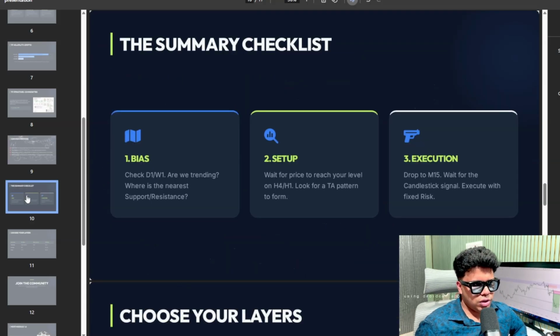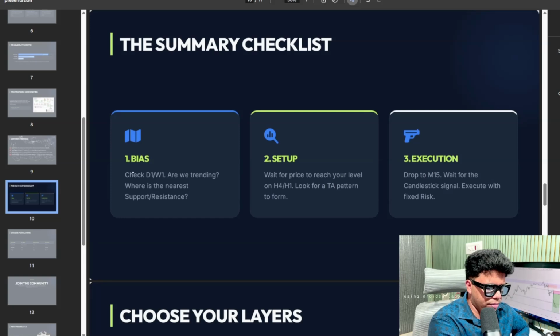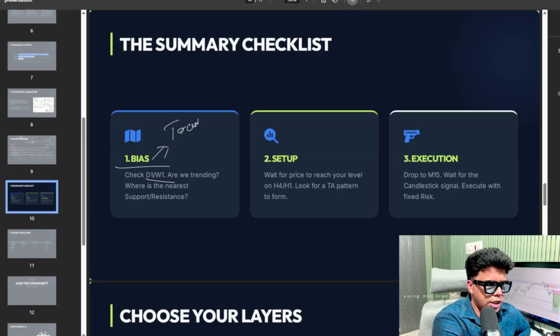The summary checklist. See, in the higher time frame, like the daily time frame and the weekly time frame, we are going to understand the bias. Bias means understanding what trend is going on, whether you need to look for buy or you need to look for sell. That's the confirmation you are getting from this higher time frame, the HTF.